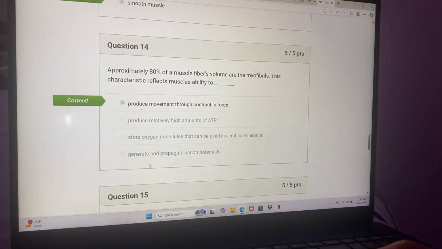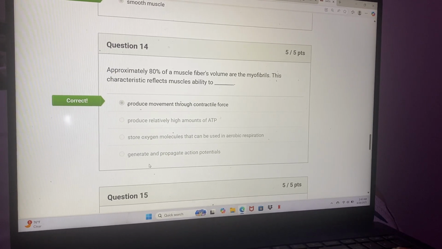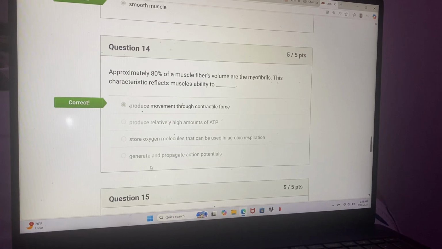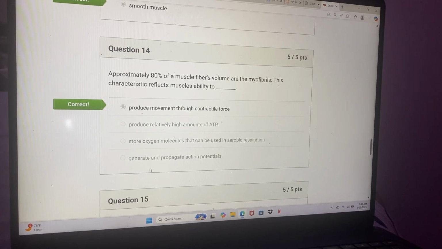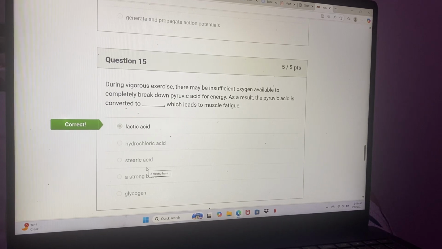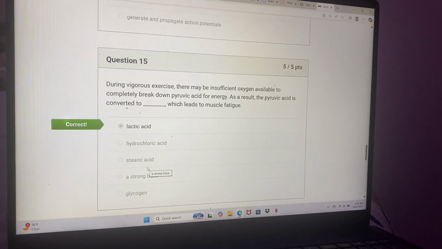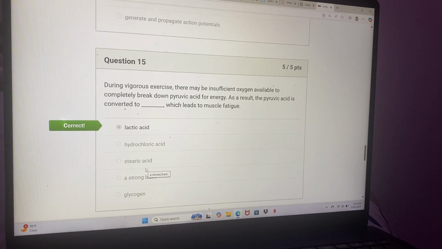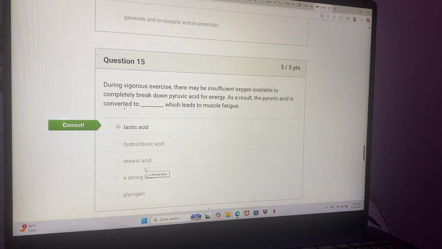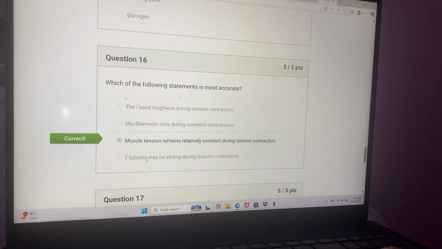Smooth muscle. Approximately 80% of the muscle fibers are the myofibrils. This characteristic reflects muscle's ability to produce movement through contractile force. During vigorous exercise, there may be insufficient oxygen available to completely break down pyruvic acid for energy. As a result, the pyruvic acid is converted to lactic acid, which leads to muscle fatigue.